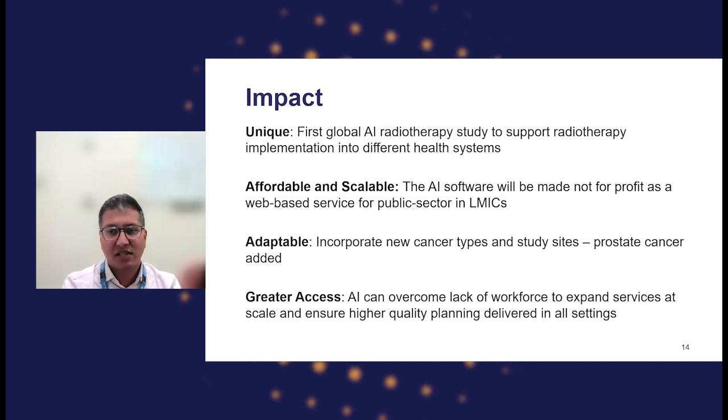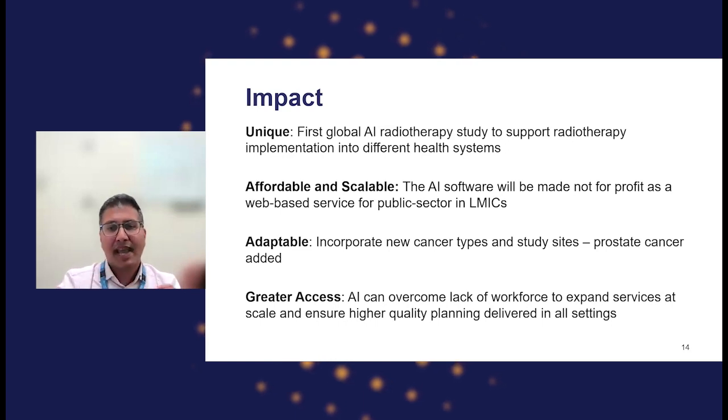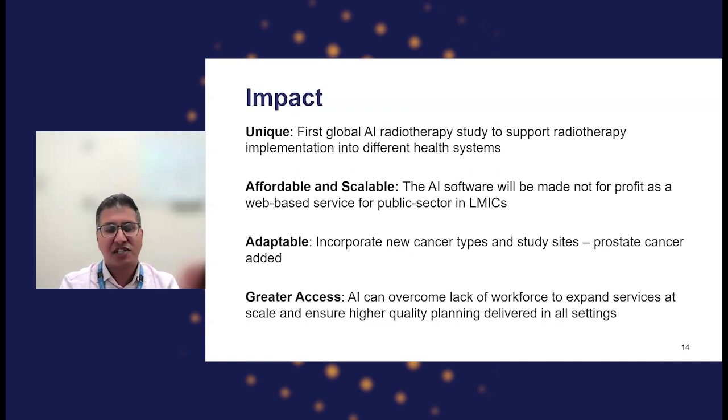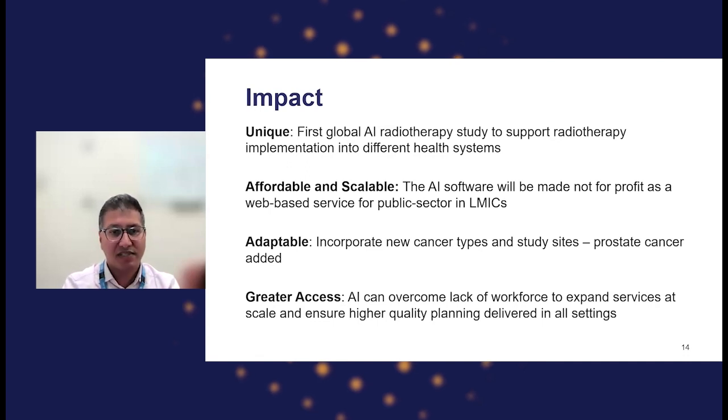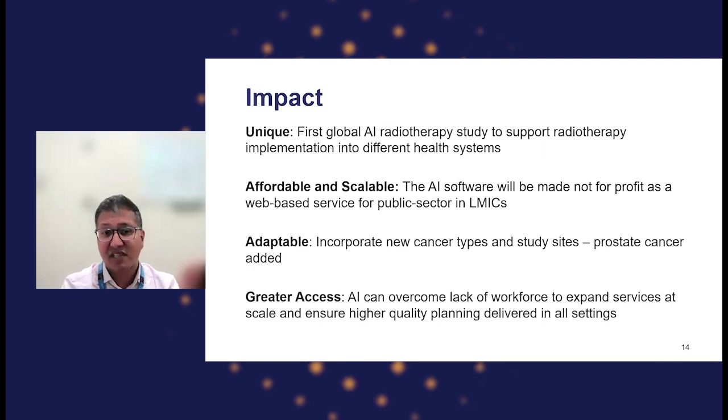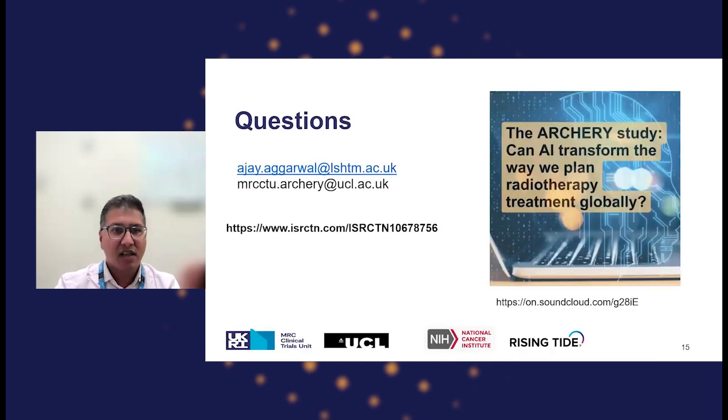So we've designed it as a multi-arm study. Originally the funding from the NIH was for cervical cancer and head and neck cancer, but we were also then able to add in the prostate cancer arm following funding from the Rising Tide Foundation. And so as the technology develops for contouring and planning, we could add in other arms or equally new sites potentially. But I think at the present time, it will be at these sites. And the aim is to try and overcome lack of workforce to expand services at scale. And we look forward to reporting back.